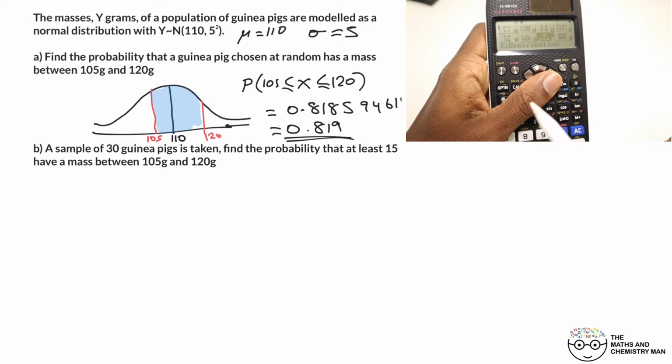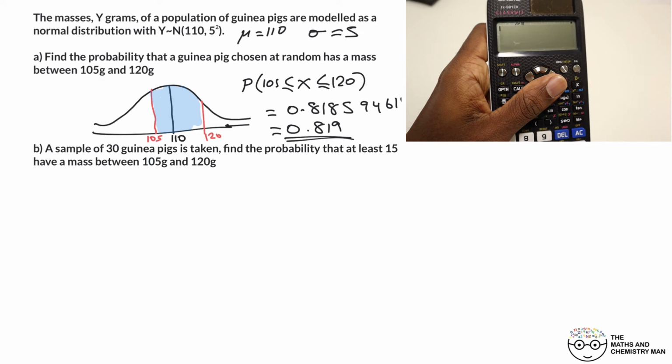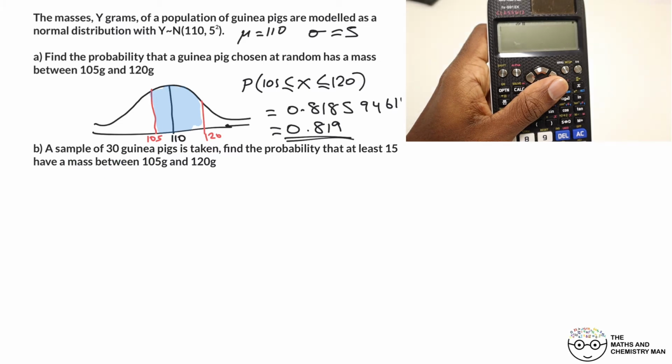Now, part B. I think part B is where we get our binomial distribution involved. A very, very common question, right? After they do a normal distribution, they'll then ask you for something binomially related. So a sample of 30 guinea pigs is taken. Find the probability that at least 15 have a mass between 105 grams and 120 grams. And there we go, we've already worked that out there.